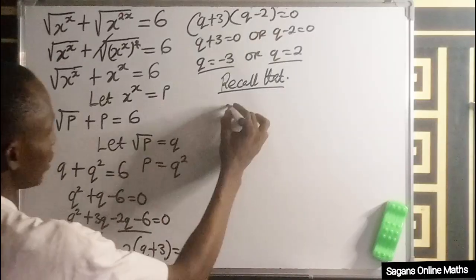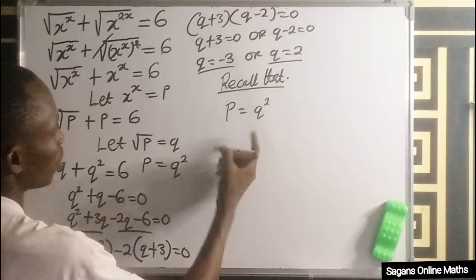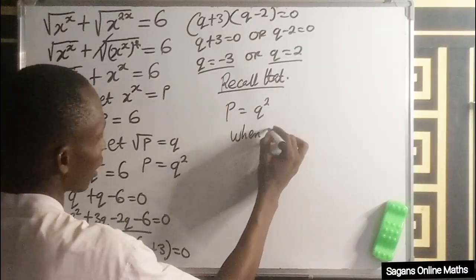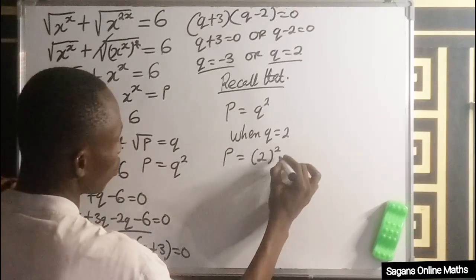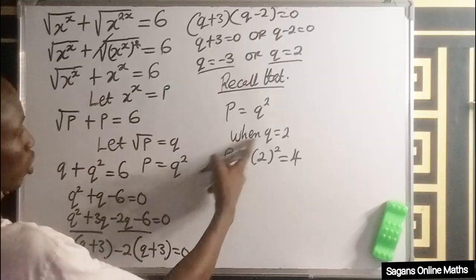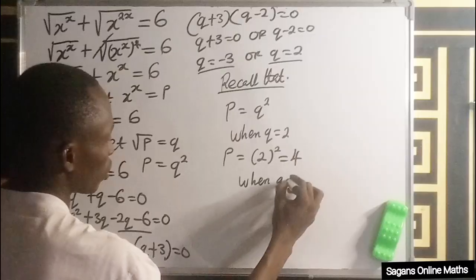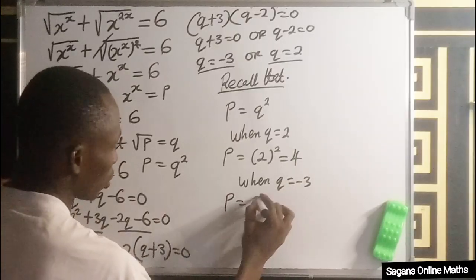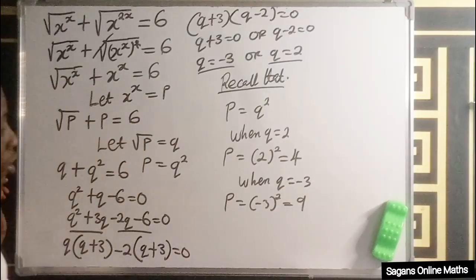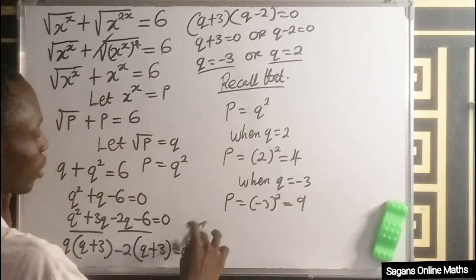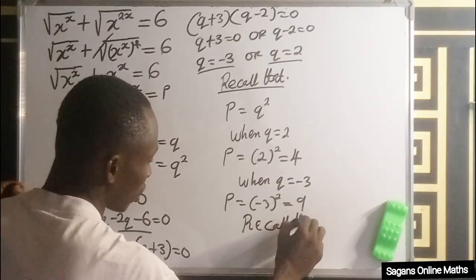From here, we know that our p is equal to q square. For us to know the value of p, we have to substitute these values here. When our q is equal to 2, our p will be equal to 2 to the power of 2, which is 4. Then let's see when our q is equal to minus 3. Our p will be equal to minus 3 all to the power of 2, which is 9. Now we are getting the values of p. So we can also record something again.